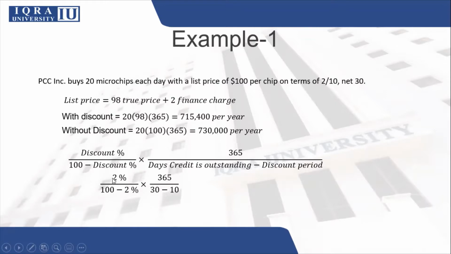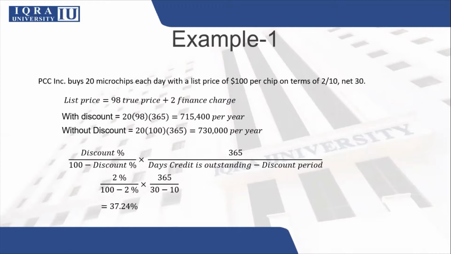So the discount percentage was 2%. So we've plugged in 2%, and this is also 100%. Okay. And we have multiplied it by 365 over days credit is outstanding. So the days that is allowed to be outstanding is 30. And this 10 over here represents the discount period. So if you do the calculation, your answer is coming 37.24%.